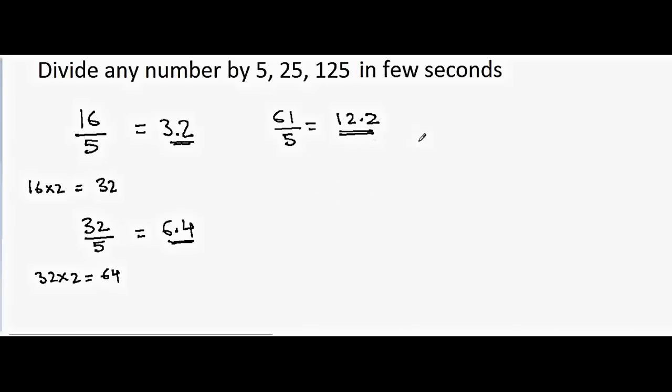How did I come up with this trick? It's not magic, it's just a simple trick. Suppose I have 16 and I want to divide by 5. That is equal to 16 divided by 10 over 2. So what I'm doing here is multiplying by 2, and then putting a decimal because I have a 10 in the denominator. So the answer is 32 divided by 10, which is equal to 3.2.